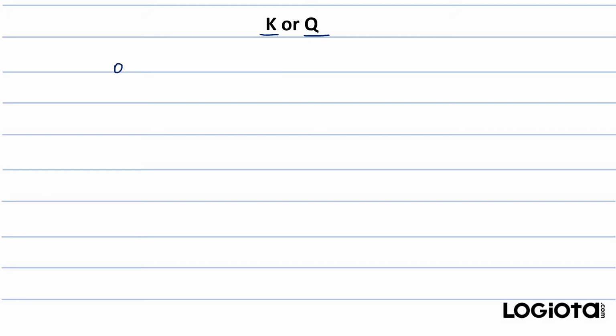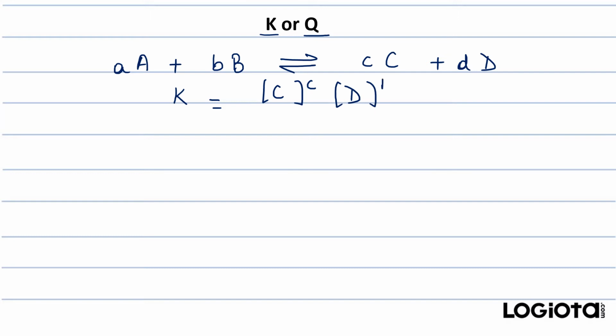So let's see a very common example which is used to understand chemical equilibrium. The reaction is A plus B gives C plus D. Now according to the law of chemical equilibrium, the equation for the equilibrium constant can be written as K is equal to [C]^c multiplied by [D]^d upon [A]^a multiplied by [B]^b. Now this is the equilibrium constant, so it is the value when the reaction is at equilibrium.